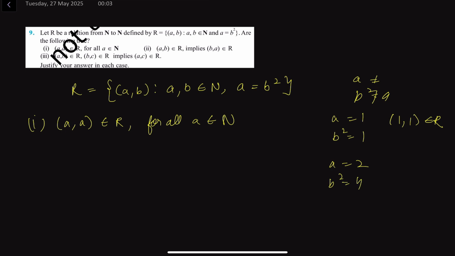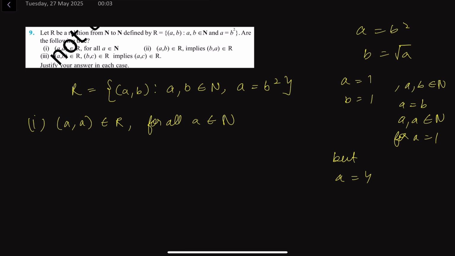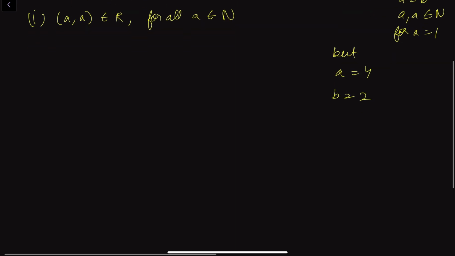But if a is equal to 2 then b square will be 4. Sorry, a is equal to b square, right? I'm sorry. So that means if a is equal to b square, b is equal to under root of a. So for a is equal to 1, b is equal to 1. So (a, b) belongs to N, and here a is equal to b. So (a, a) belongs to N, for a equal to 1. But if a is equal to 4, then b will be equal to 2. I am not taking minus 2 here because it belongs to only natural numbers. So (4, 2) belongs to R.